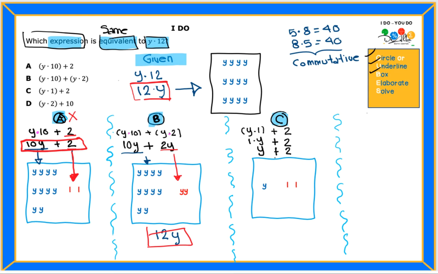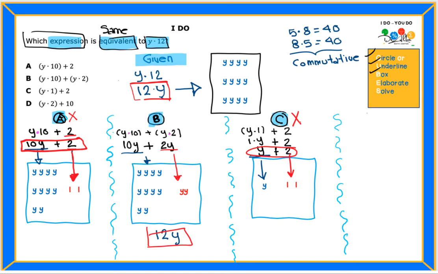Then I will bring down the plus and then the 2. And then we're going to represent this in the picture. This y right here will be represented by this. And these two have no variable, so it's just two ones. And then this will look like this. Now compare this picture and the mathematical expression to the one that is given. You see how 12y in a picture will look like this, but saying y plus 2 in a picture will look like this. So algebraically and visually, they don't look the same. Choice C cannot be your answer.